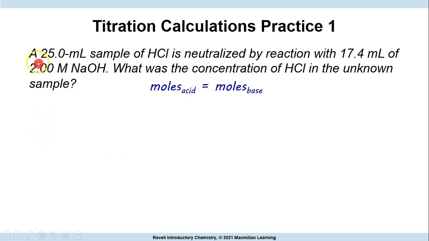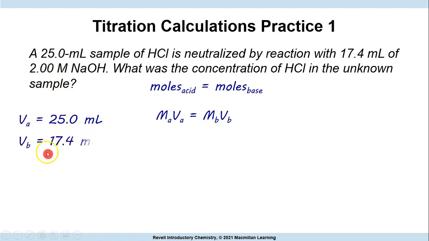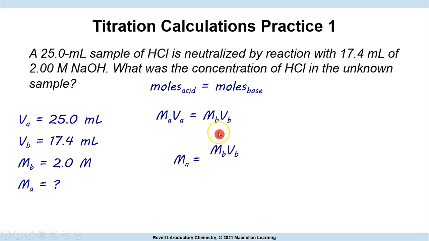What is the information that we have? We have the molarity of the base. We know that this is the formula that we will need to use. So let's collect our data. We have 25 mL for the volume of the acid. We have 17.4 milliliters for the volume of the base. And we have 2.00 molar for the base. And the molarity of the acid is not known. So from this formula, we can calculate the molarity of the acid, which is molarity of base times volume of base over volume of acid.